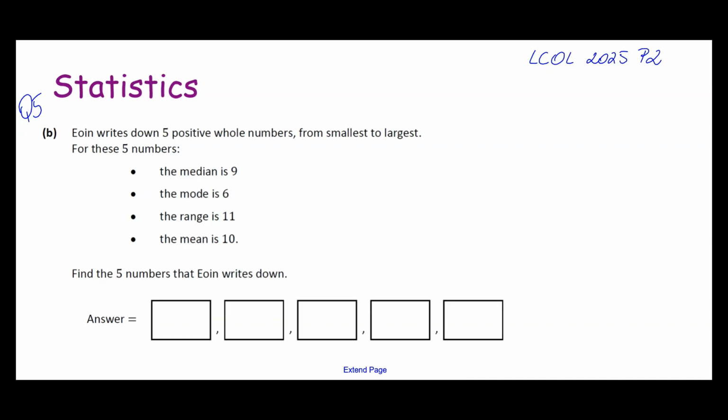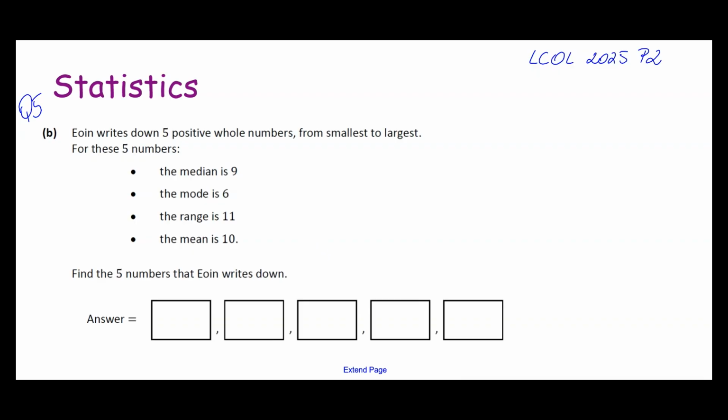Okay, let's have a look at a statistics question. Owen writes down 5 positive whole numbers from smallest to largest. So smallest to largest, and they are whole numbers, not a fraction, not a decimal. And then we have information about those numbers: the median, the mode, the range, the mean. Therefore, we have to find the 5 numbers that Owen writes.